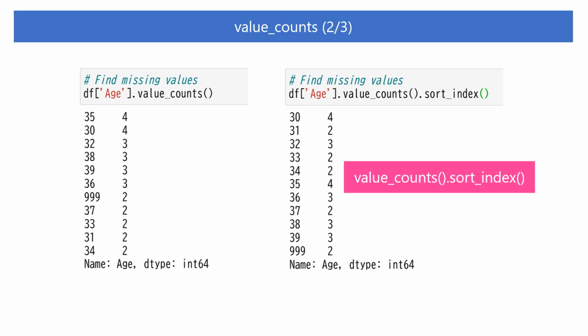In its default setting, value_counts displays values and categories in descending order of frequency. Thus, for example, with data with a larger number of observations, as in this data, it is difficult to visually find that 999, which represents missing data, is included. In this case, add sort_index after value_counts. Doing so allows us to sort the results in ascending order by value or category name.